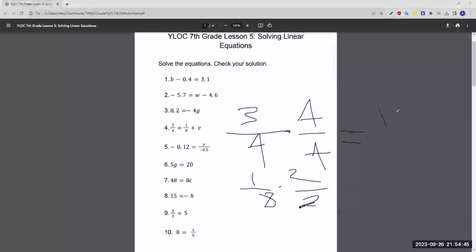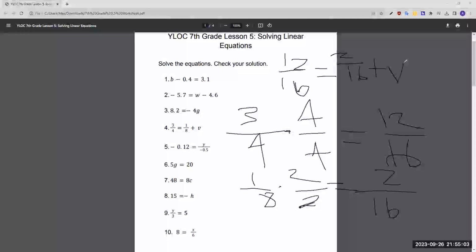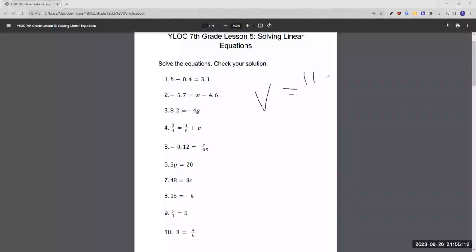3 times 4 is 12. 4 times 4 is 16. 2 times 1 is 2. 8 times 2 is 16. So our new equation would be 12 over 16 equals 2 over 16 plus V. And we just subtract 2 over 16. So that gives us V equals 10 over 16. But then we can simplify this even more, and it'd be 5 over 8.